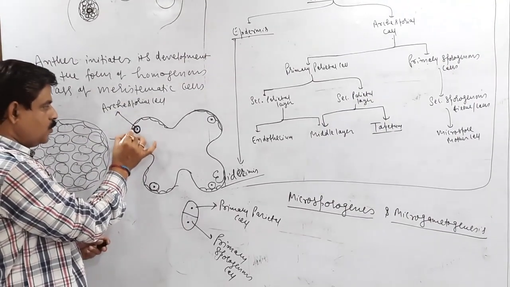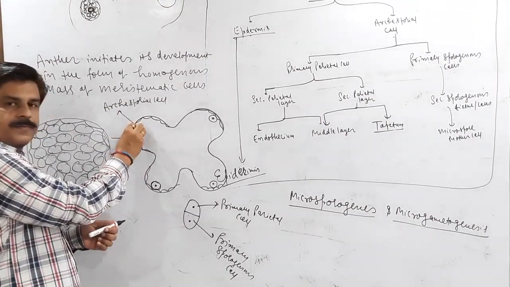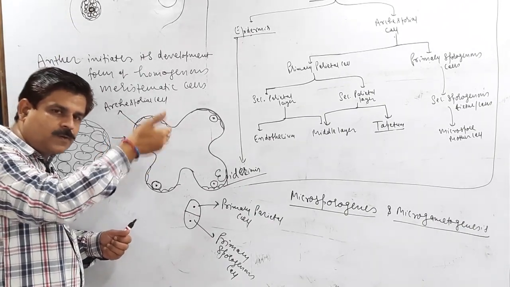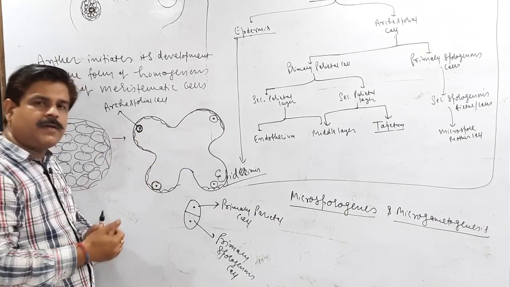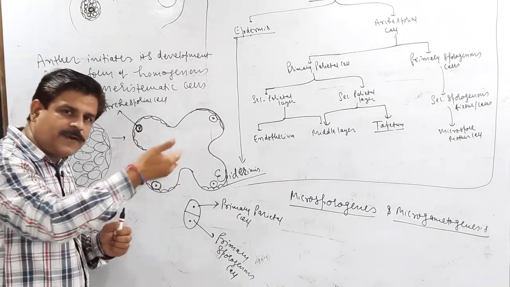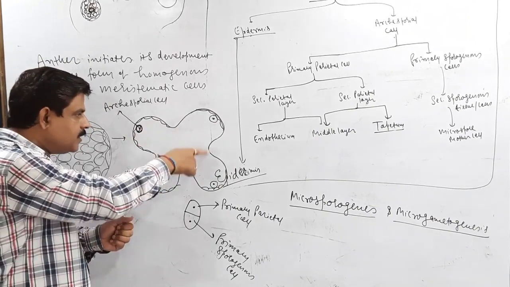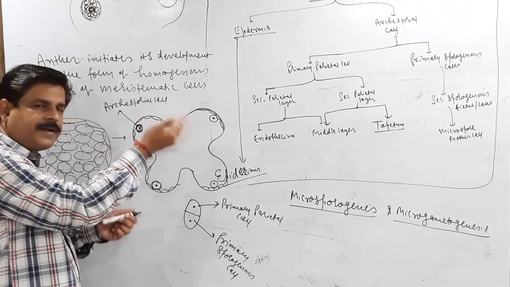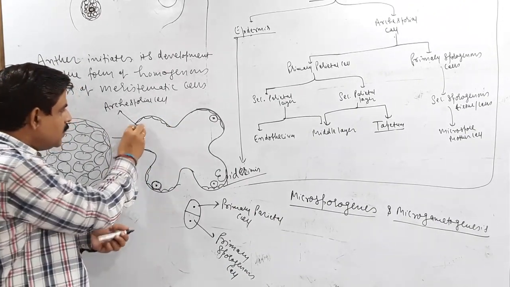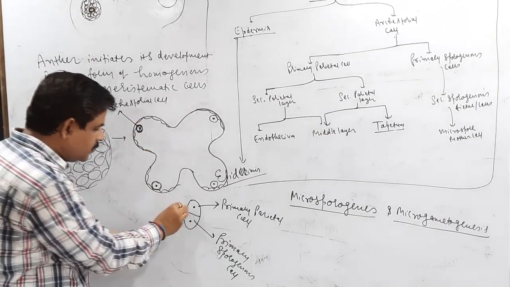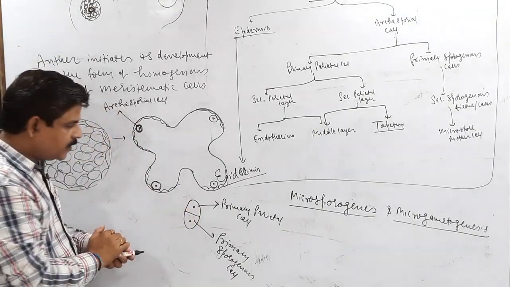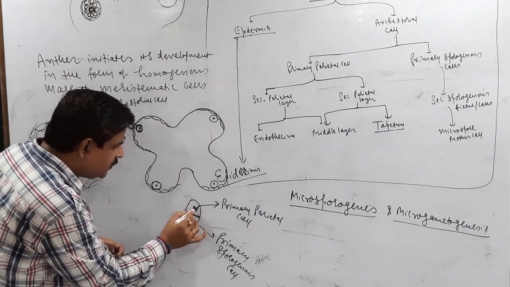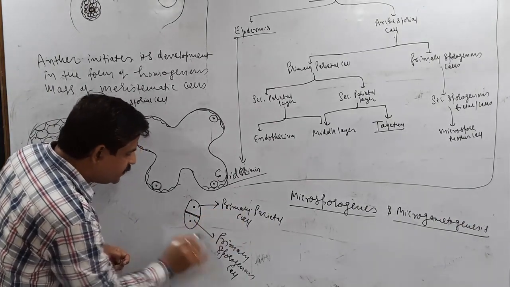This archisporial cell decided to enter into the next generation, that is, the gametophytic phase. These all are in the sporophytic phase. This cell is selected for the gametophytic phase. Now in this cell, the first mitotic division takes place, and it divides into two cells. The upper cell is the primary parietal cell, the lower cell is the primary sporogenous cell.